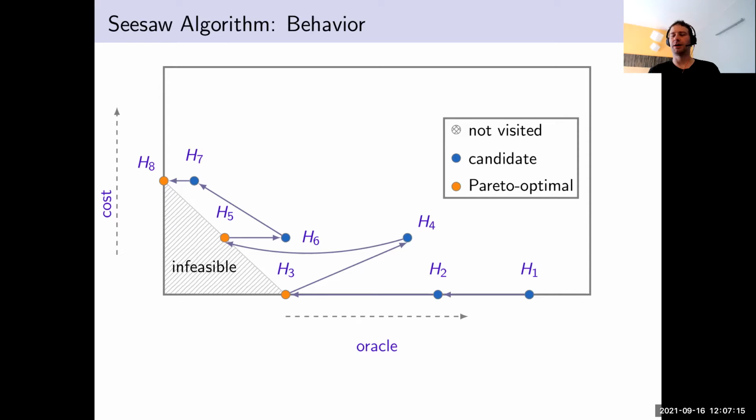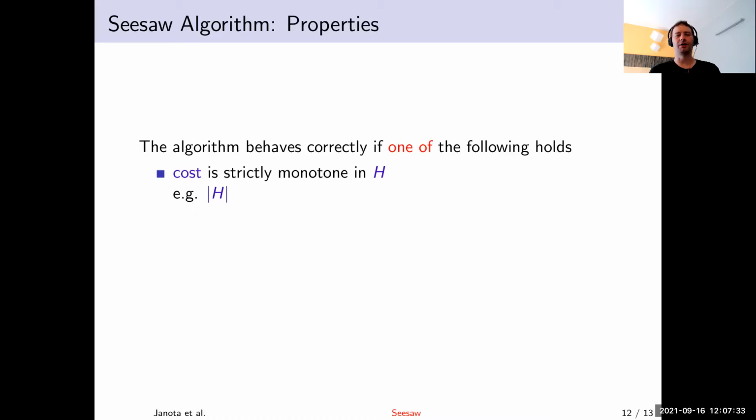Now I'm saying not knowing much because there is a bit of a catch to all this, what I've been saying. There are some preconditions that need to be fulfilled for the algorithm to behave as I just had described. So first, the algorithm will behave correctly if the cost function is strictly monotone. So for instance, the cardinality. Okay, so the standard minimal hitting set problem is clearly a strictly monotone function.